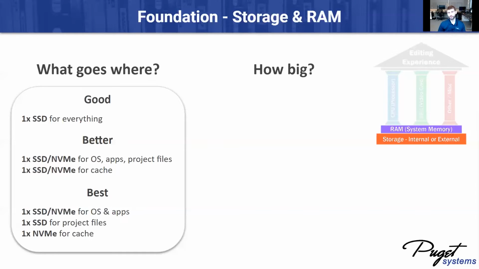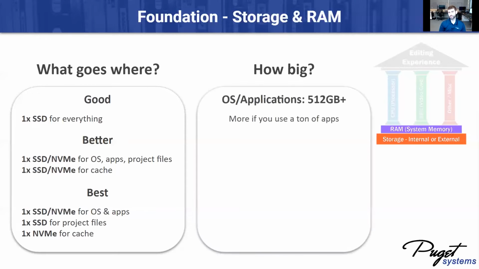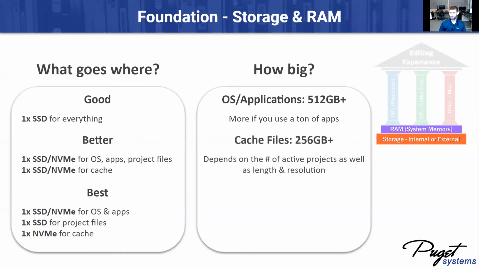And then we get often, how big. I'm going to kind of glaze through how big of drives simply because everybody's different. I mean, how large of projects do you work with? How many projects at a time do you work with? But just some rules of thumb, starting points. OS application drive, you probably want at least 512 gigs max. I mean, if you have the entire Adobe suite, you might want more. If you tend to never empty your downloads folder, you might want more. Just all depends.